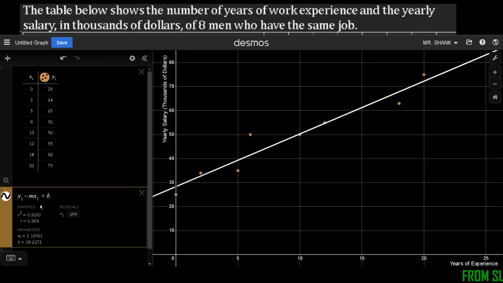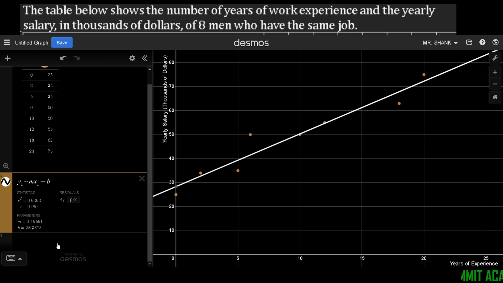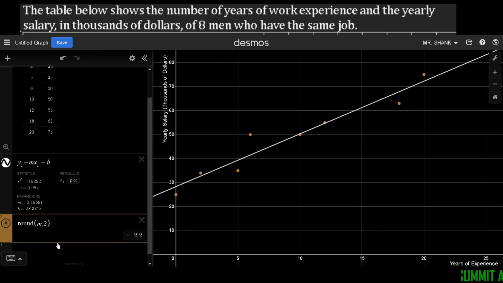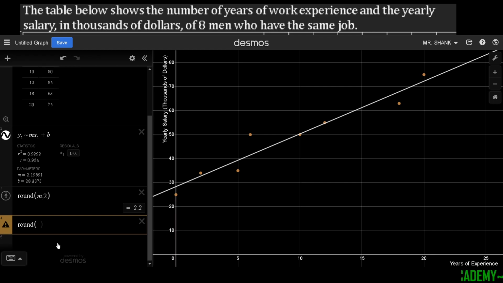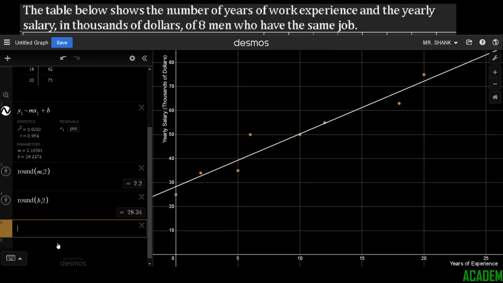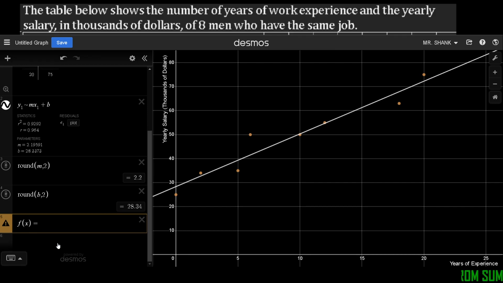So that way we can come up with our equation. What I can do now is round my value for m. I'm going to say comma 2, because that gives me 2 decimal places. Same thing for b, I'm going to say round b comma 2. That way we have our equations. Now let's type in our equation and put it all together. I'm going to say f of x equals 2.2 times x plus 28.34. Notice how it overlaps, because that's what our line of best fit is going to be.